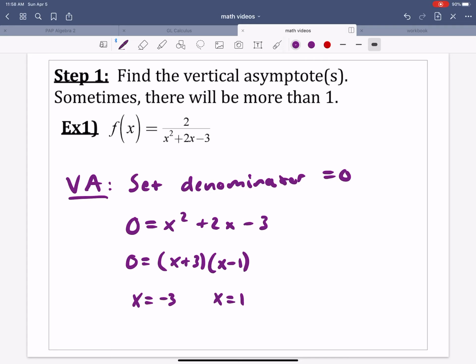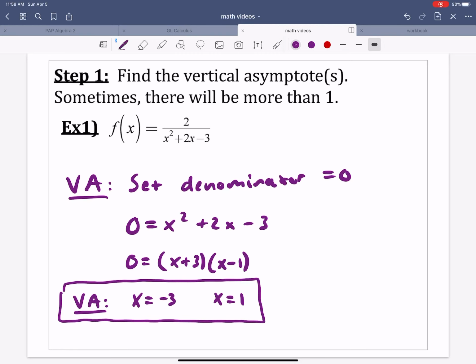So in this particular problem, there would be 2 vertical asymptotes. There'd be a vertical asymptote at x equals negative 3, and there'd also be a vertical asymptote at x equals 1. In general rational functions, we can have more than one vertical asymptote. It's however many x values make your denominator equal 0. So, again, to find the vertical asymptote, set your denominator equal to 0, and it's okay if you get more than one. So that's step 1.